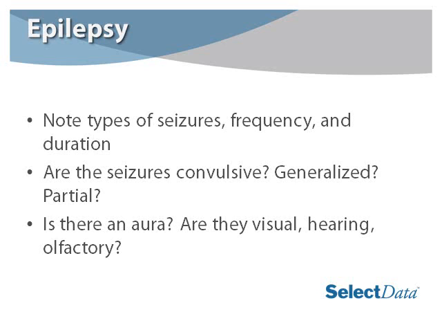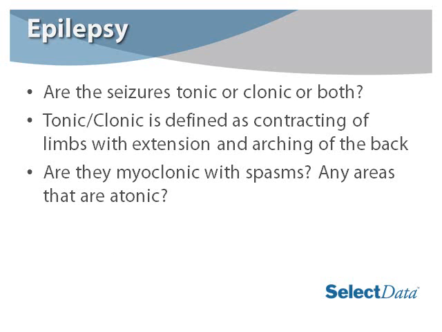And if it's olfactory, then we need to know what seems to trigger it. So do they smell chocolate, or do bananas seem to trigger this, or highly seasoned foods, cooking? What is it, so we can specifically note that? Now, are the seizures tonic or clonic or both? And if they're both, we need to note, and if they are individual, we need to note if there's any contraction of the limbs, what type of extension and arching of the back is there, and is there a myoclonicity with any spasms, and any areas that are atonic. These are very important to know.